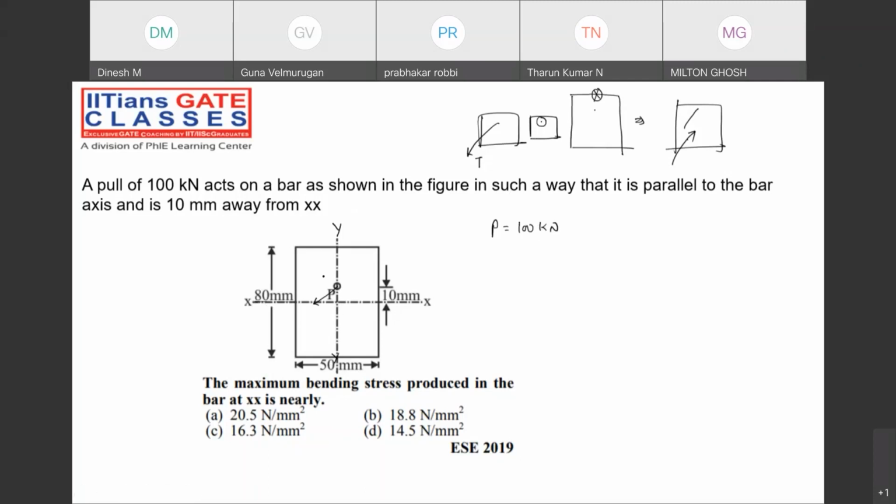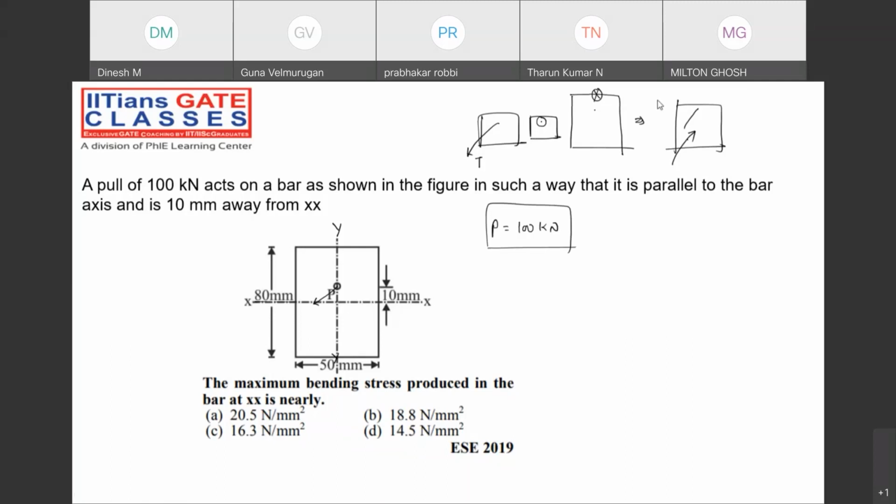Now tell me, will this load create a bending moment or a twisting moment about XX? About XX. You can think very carefully. Take your time and let me know. Very good problem. It's a very, very good problem.